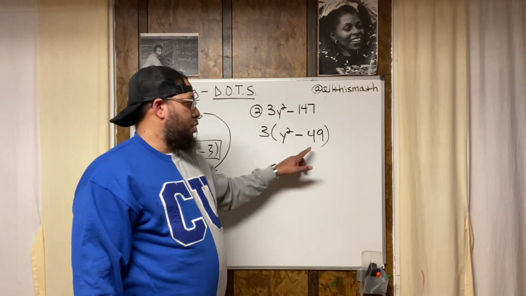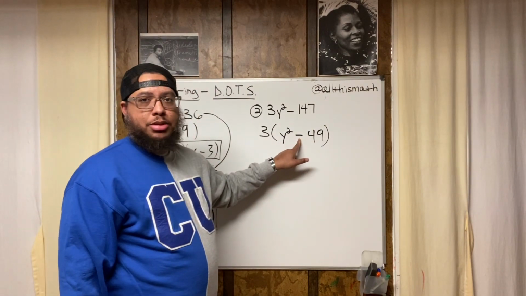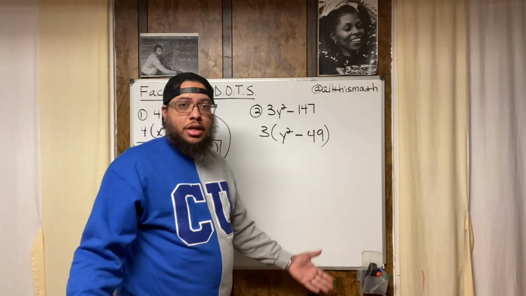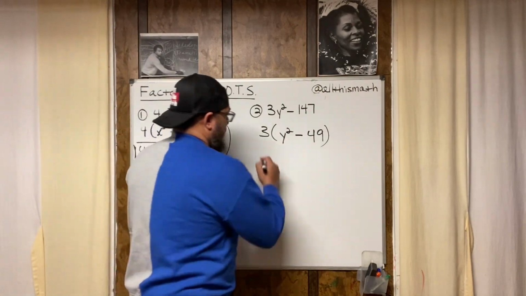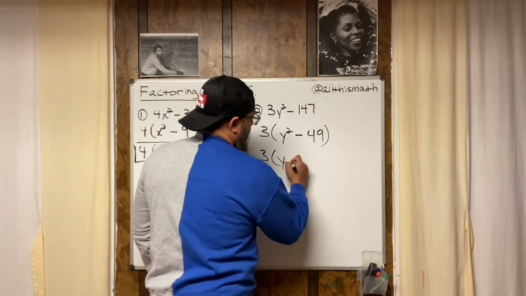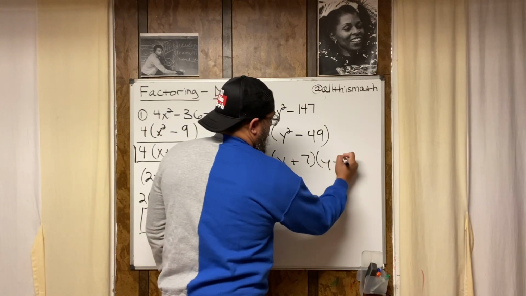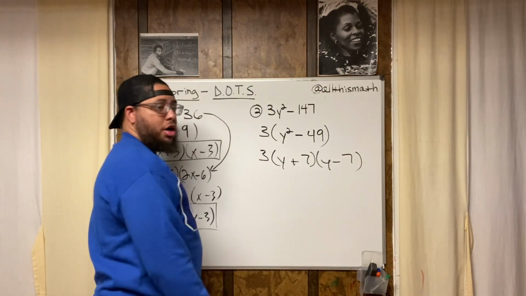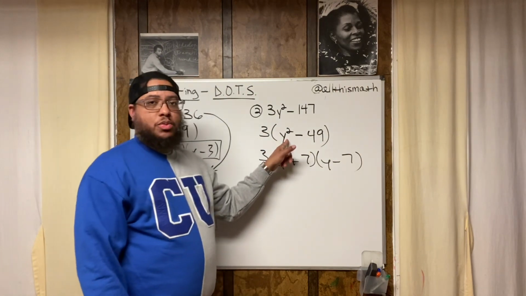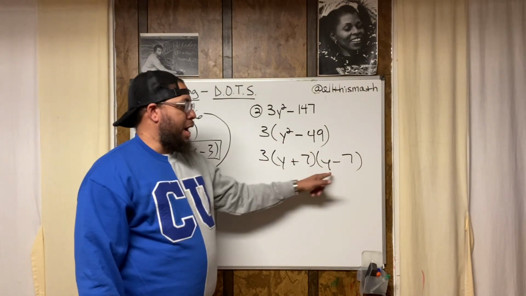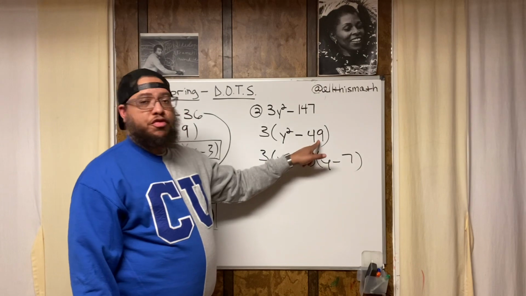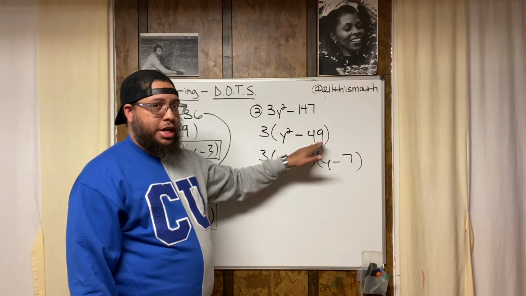Y squared is perfect, 49 is perfect, and they got a minus sign in between. So it fits the criteria. So now I can factor this part like it's a difference of 2 squares. There we go. And we all done. I took the square root of y squared, which is y. It goes in the first spots. I took the square root of 49. Again, I treat it like a positive. Treat it like a positive, not a negative.